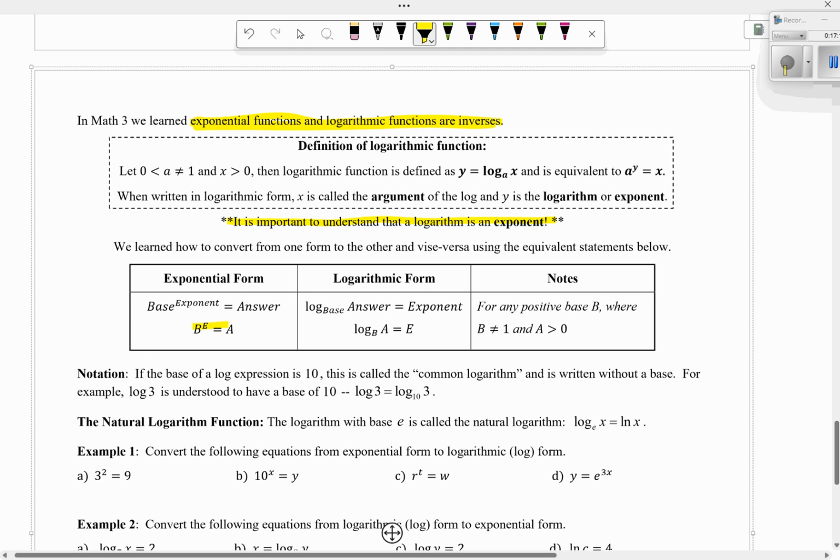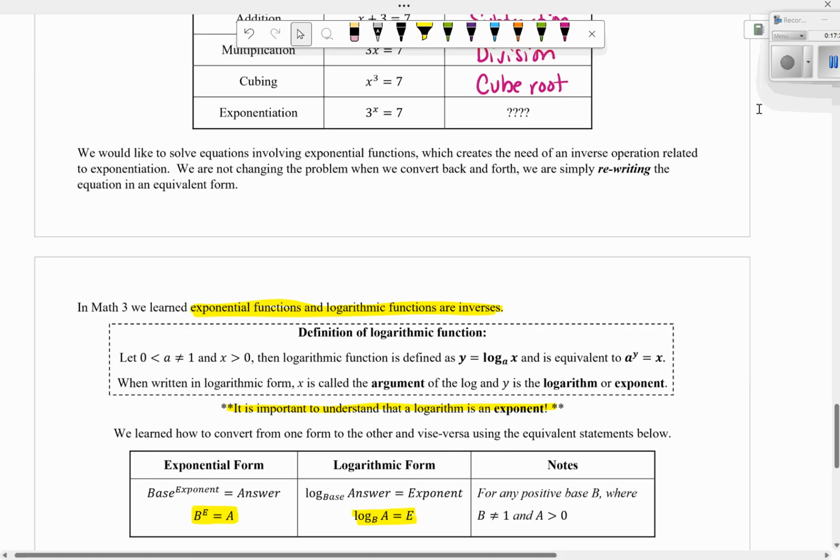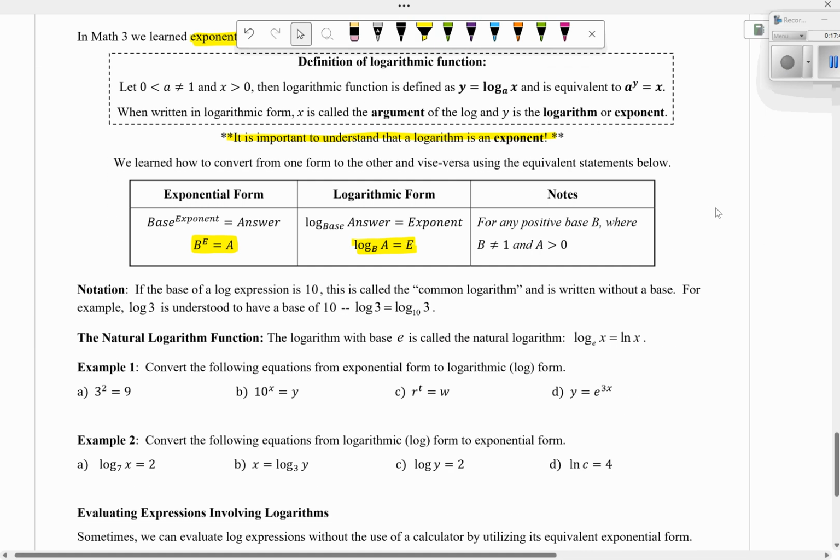So here we have b to the power of e equals a. So rewriting that in logarithmic form, log base b of a equals e. So again, these are equivalent statements to go from one form to the other. As we said up here, we are simply rewriting the equation in an equivalent form. We're not actually changing the problem when we're converting back and forth. And so again, this is for any positive base b where b is not equal to 1 and a is greater than 0.